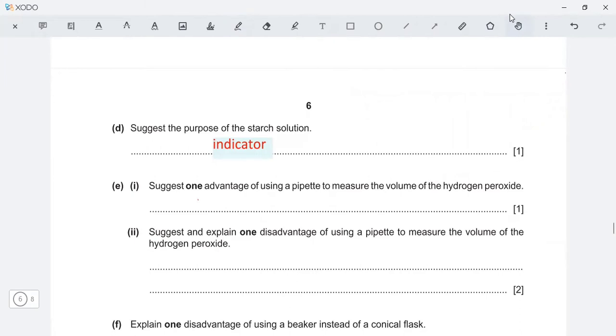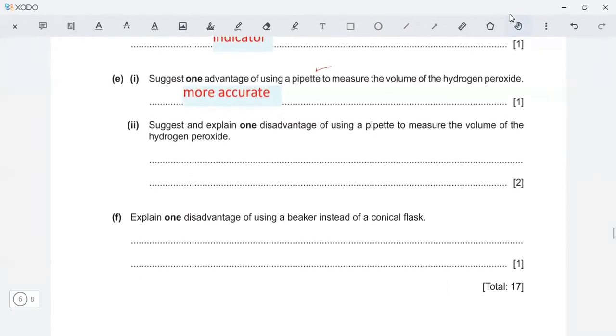Next one, first one: suggest one advantage of using a pipette to measure the volume of hydrogen peroxide. So what is the advantage of measuring the volume of hydrogen peroxide by means of a pipette? A pipette can measure accurately. So that's going to be the advantage. It will be more accurate. Next one is: suggest and explain one disadvantage of using a pipette to measure the volume of hydrogen peroxide.